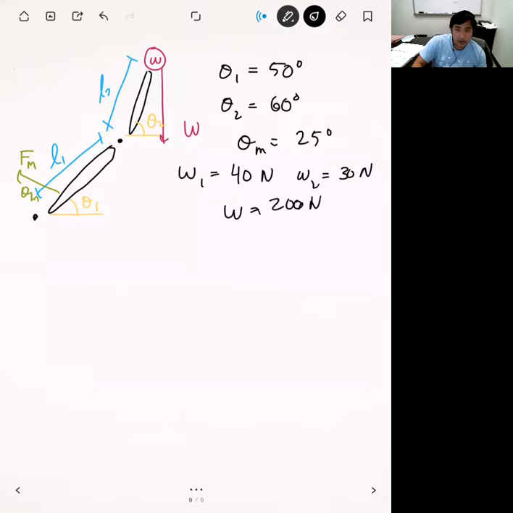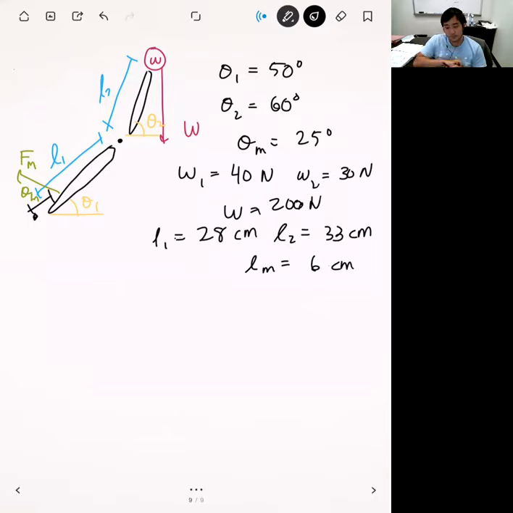And the various lengths that we have: L1 is equal to 28 centimeters. L2 is going to be equal to 33 centimeters. And LM, I forgot to put it in here, but that's LM. LM is the usual 6 centimeters. All right, and so we're going to compute the muscle forces, the deltoid muscle force and the joint reaction forces.